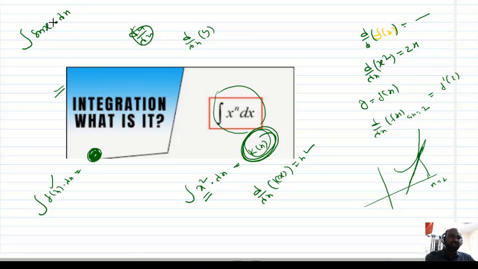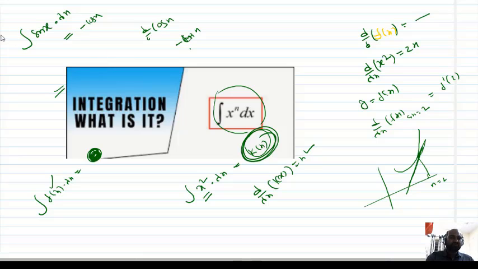So integral sin x dx equals what? What should we do here? You need to find a function whose differentiation is sin x. For example, cos x is taken. What is the differentiation of cos x? Minus sin x. So what is the differentiation of minus cos x? It is sin x only. So I can write minus cos x.